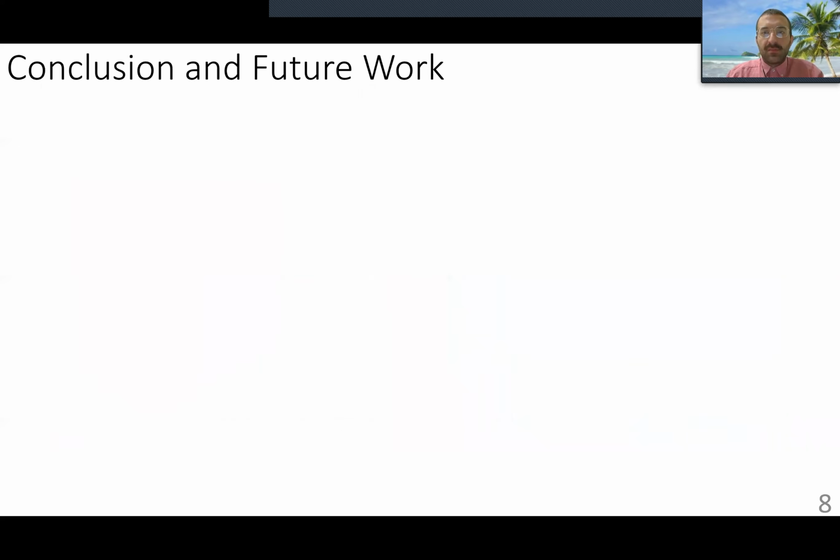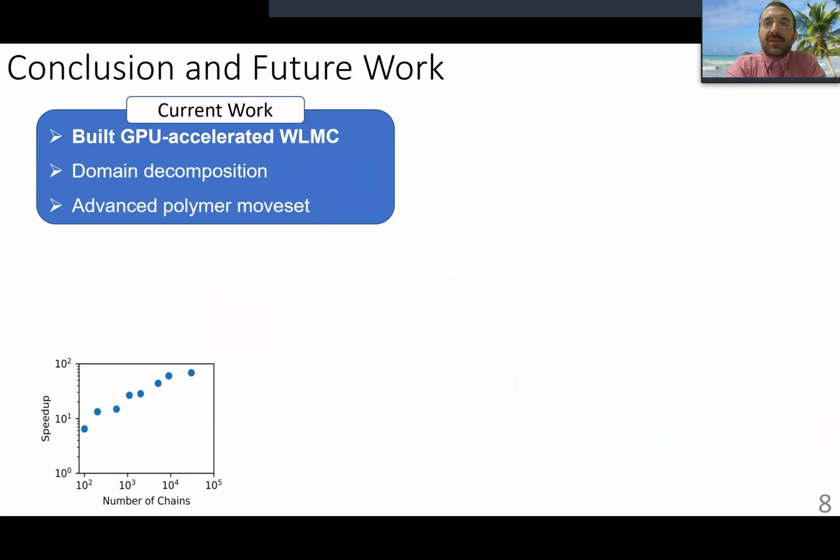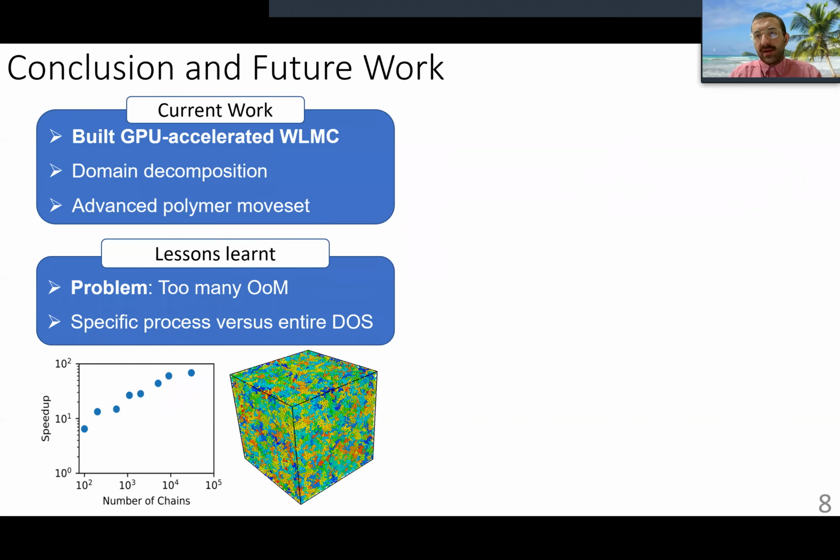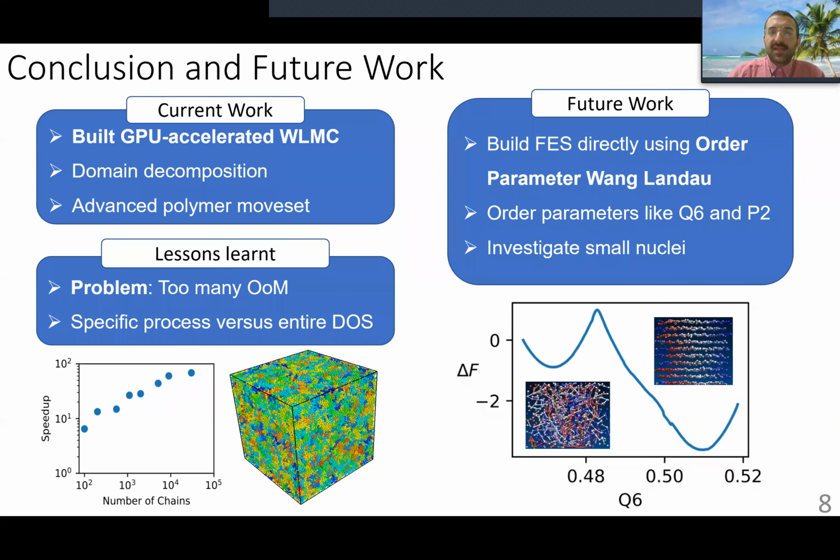So to conclude here, we have built a GPU accelerated Wang-Landau Monte Carlo code with domain decomposition and an advanced polymer moveset to effectively simulate a large polymer melt, and we were able to achieve high speedups that we thought would allow us to access our system. But what we learned is that there are far too many orders of magnitude to resolve in our density of states, and what we plan to do in the future is to simulate a specific process along a certain order parameter versus the entire density of states of the system.